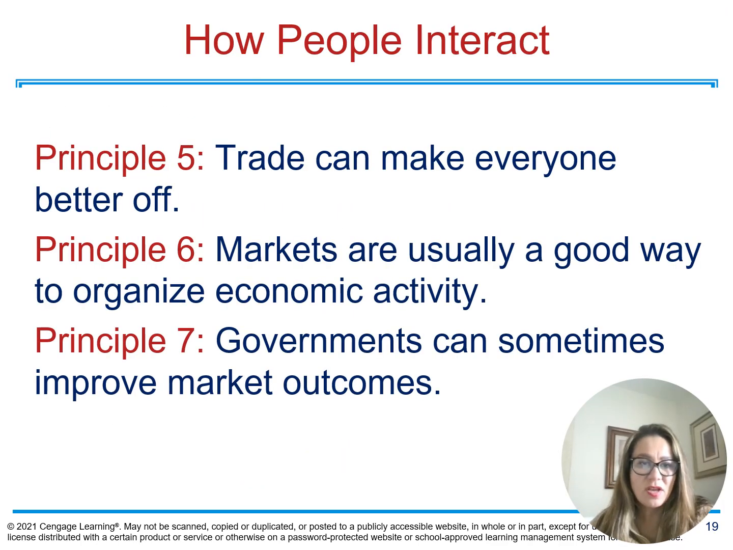Now we will discuss the principles related to category number 2, that is, how people interact. There are three principles related to this category. The first talks about trade and how trade can make people better off. The second talks about markets usually being a good way to organize economic activity. And the third principle is that governments can sometimes improve market outcomes.